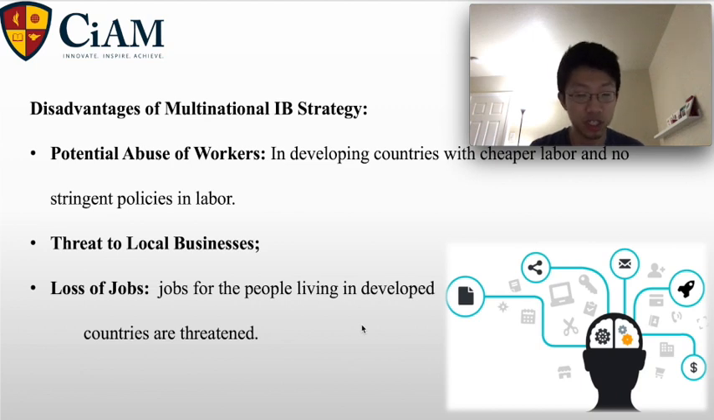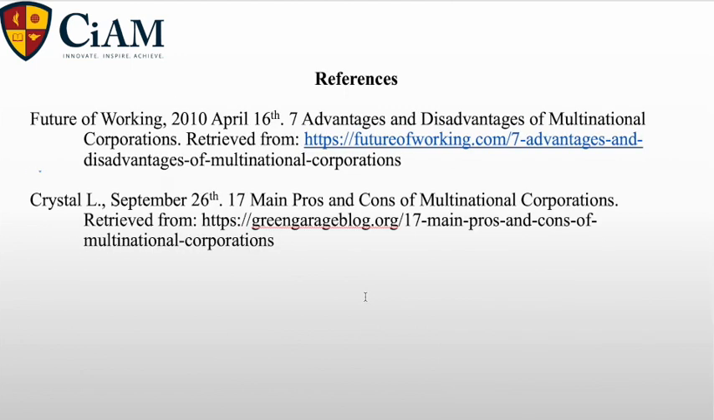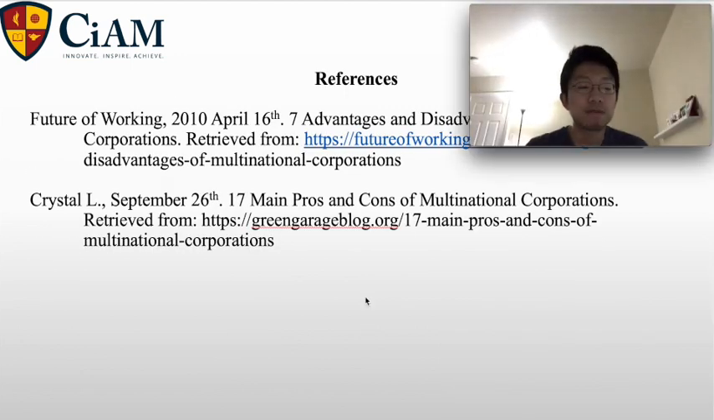So in summary, let me move to the reference page. In summary, I think there are pros and cons for the multinational international business strategy, and they are all regarding similar points. It totally depends on how you are utilizing your strategy in the local market, and how you are viewing this strategy. So there's no one source of truth. It all depends on how you utilize it. That's all my presentation. Thank you very much.